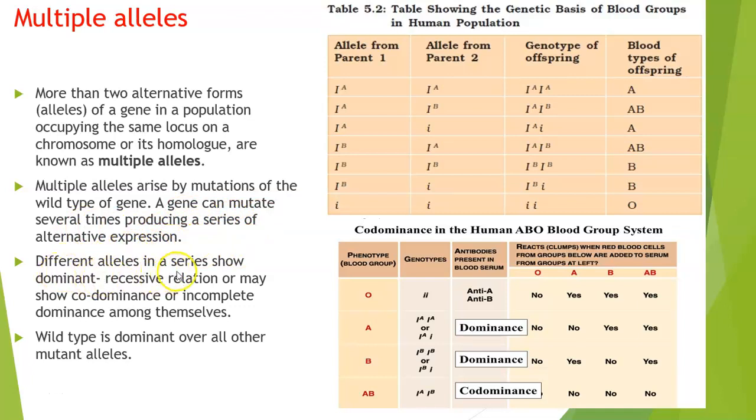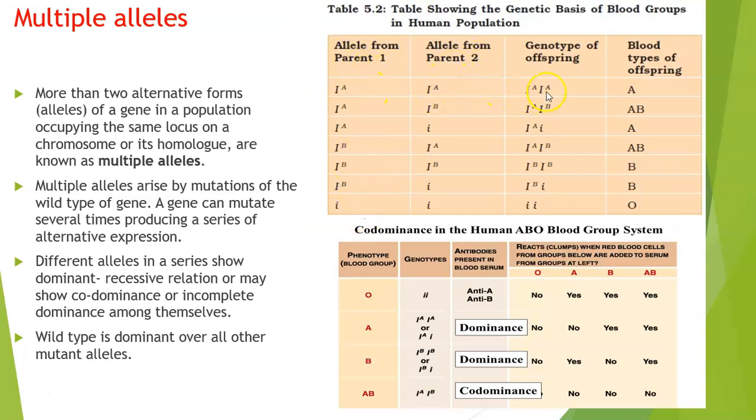Now, different alleles in a series show dominant-recessive relationships or may show codominance or incomplete dominance among themselves. The wild type is dominant over all other mutated alleles. Have a look at this chart here. It shows the human blood group. Here, see the alleles that you have, IA, IB and i. So you have three different alleles instead of two.